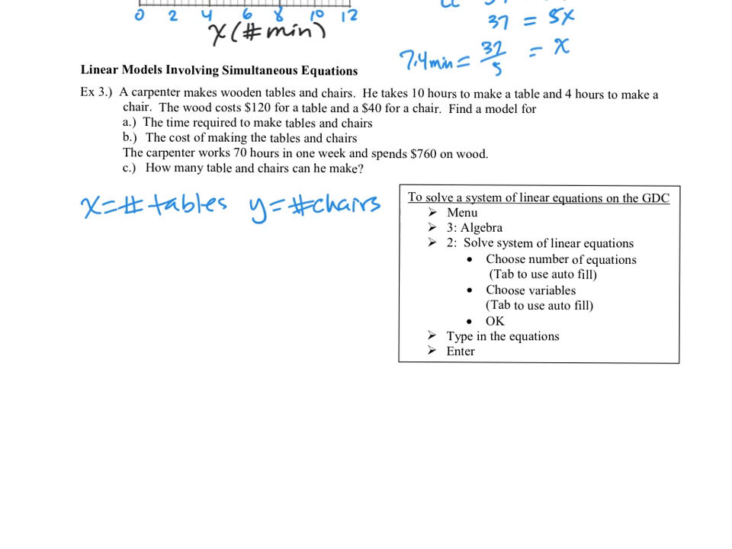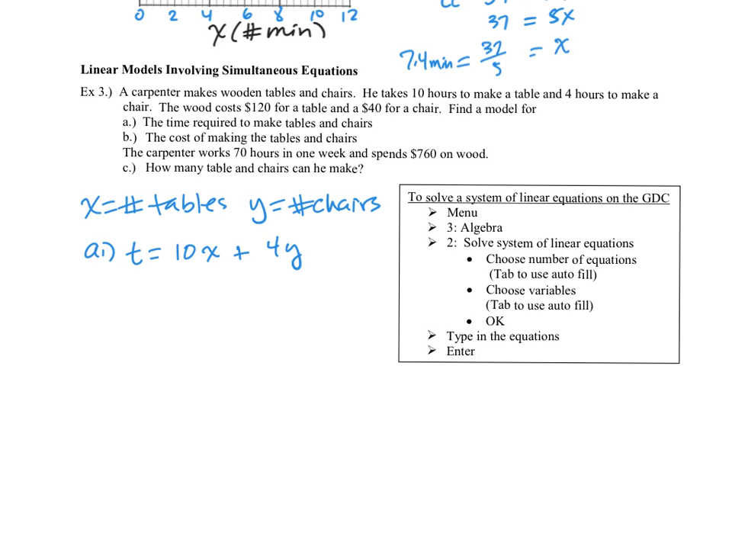Okay, so to write a function that represents the time required to make tables and chairs, well, it takes him 10 hours per table, and we have x tables, 4 hours per chair, and we have y chairs. So our function would look like this. T for time would be 10 hours per table times x tables plus 4 hours per chair times y chairs.